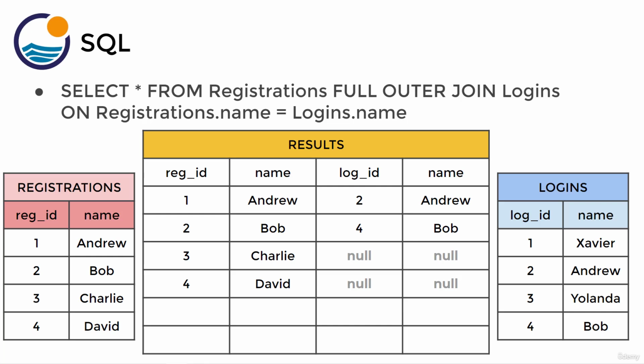And since this is a full outer join on logins, we also need to fill in the rest of logins, which was Xavier and Yolanda, and then the corresponding null values for the registrations table because they were only present in the logins table. So this is what it would look like to do a full outer join on these two tables on the name column. We grab everything and then fill in for null values where we only had a row present in one particular table. So this is the easiest outer join to understand because you're essentially just grabbing everything.